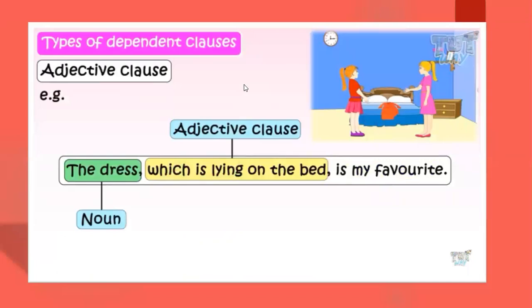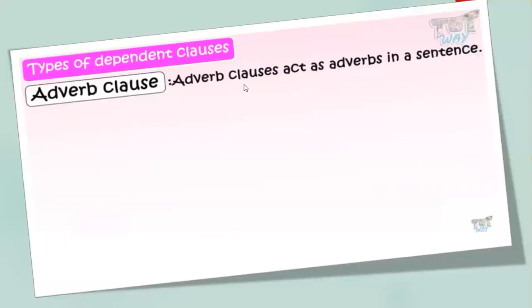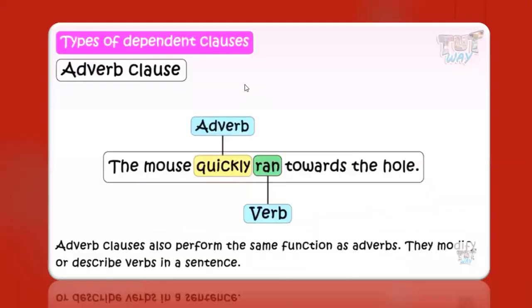The dress which is lying on the bed is my favorite. The dress is the noun and it has been modified by the adjective clause which is lying on the bed. So this ends our adjective clause. Now comes your adverb clause. Adverb clauses act as adverbs in a sentence. It will be clear with an example.